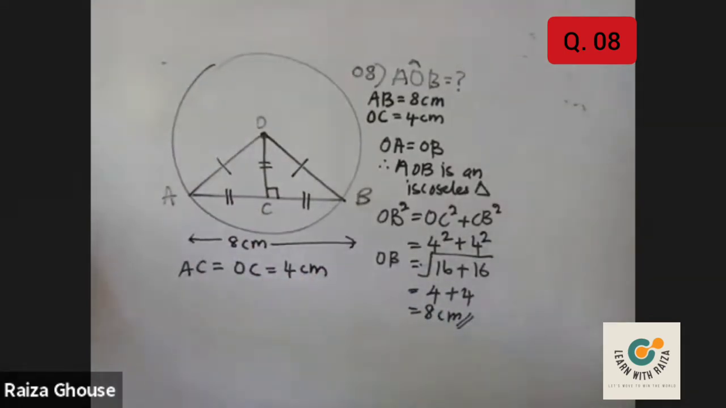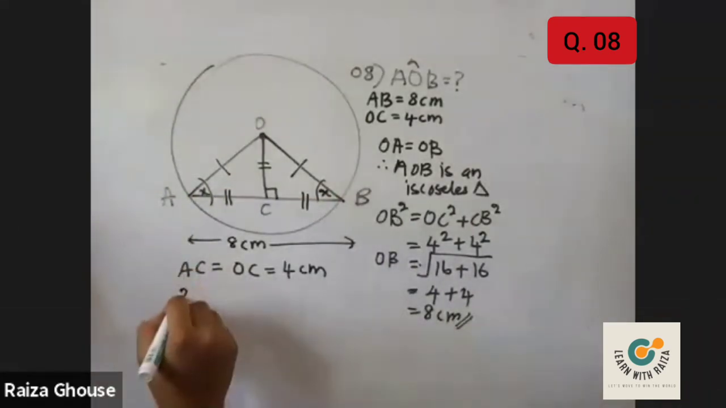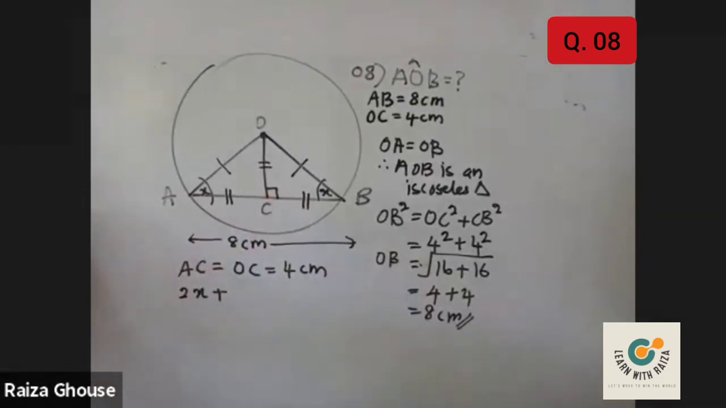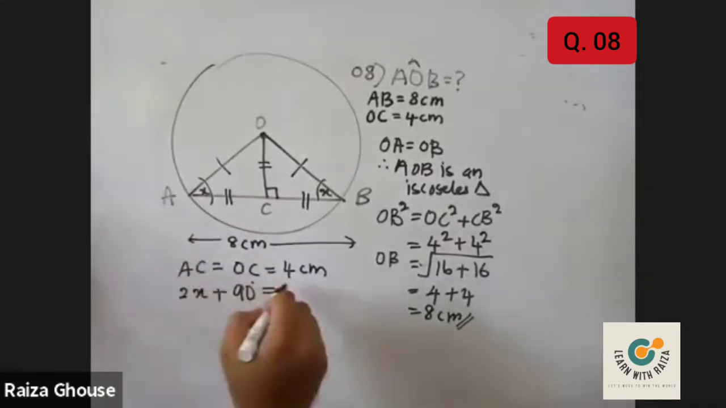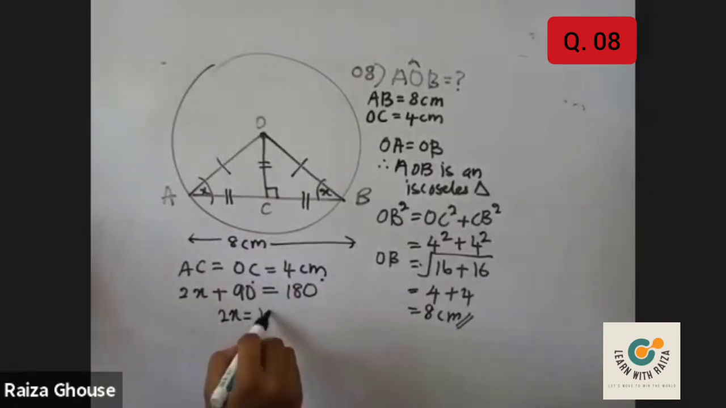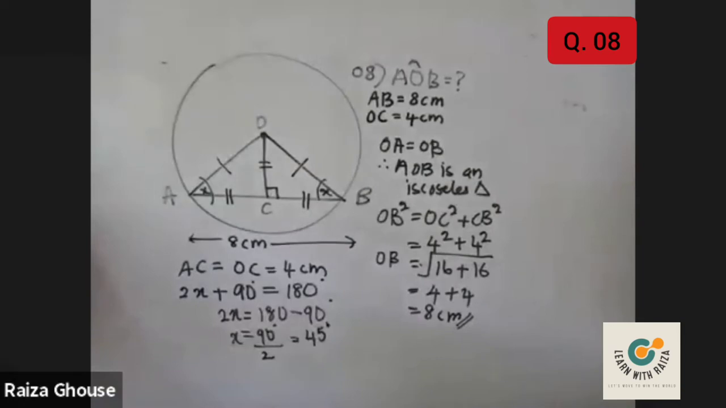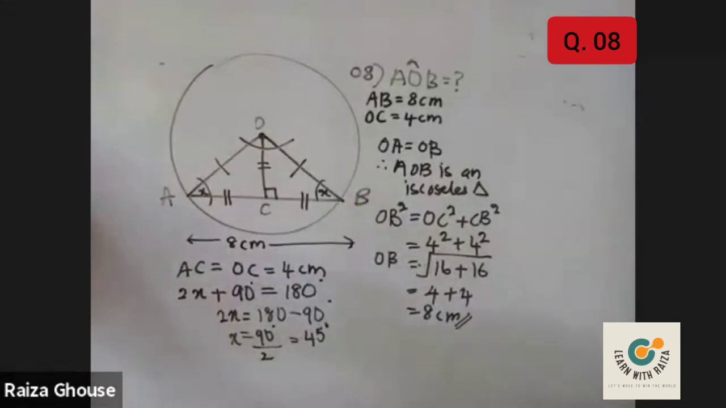So, if I want to find the AOB angle, definitely these two angles are equal. Isosceles triangle. So, 2x plus this 90 degree. I can write down 2x plus 90 degree is equal to 180 degree. Now what can you tell? 2x is equal to 180 minus 90, that is 90. 90 divided by 2, that is 45 degrees. So AOB angle is 45 degrees here.